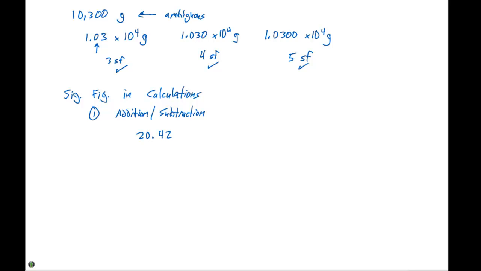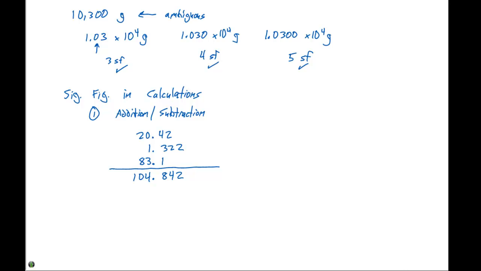20.42 and we're going to add to that 1.322, and we're also going to add to that 83.1. When we add these together, we get a total of 104.842. The question is, how many significant figures do we list for this particular problem?